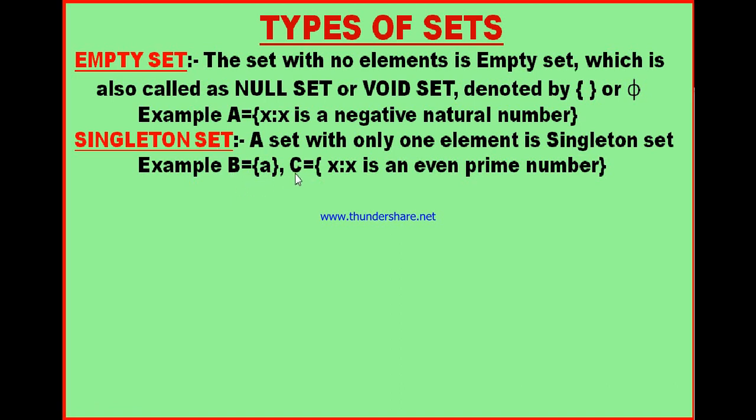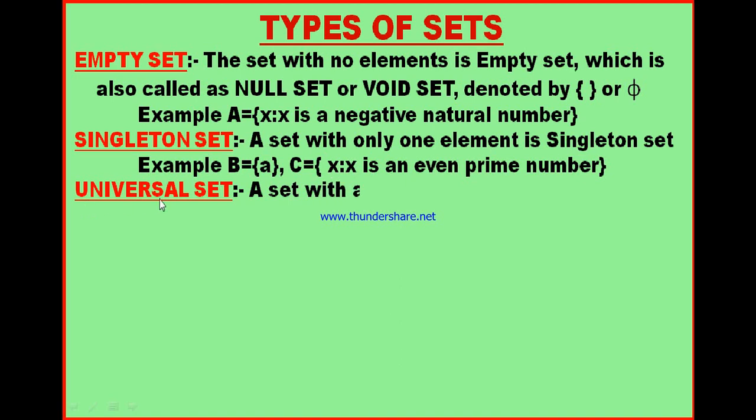Another example, C is equal to set X such that X is an even prime number. The prime numbers start from 2, 3, 5, 7 and so on. Out of all the prime numbers, only 2 is the even prime number. Therefore, there is only one element in this set. Therefore, it is a singleton set.